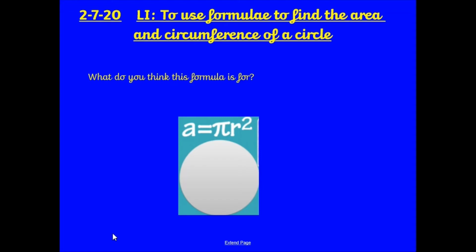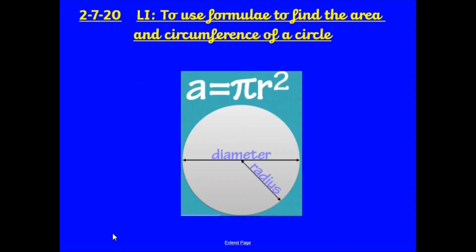Now, what do you think this formula is for? A equals pi r squared. What could that be? Well, the A stands for area. So the area is equal to pi r squared. So to find the area of a circle, I do pi r squared. Pi is going to still be 3.14. The r is the radius squared.